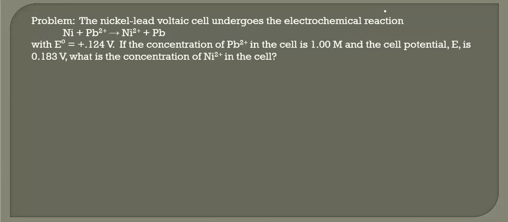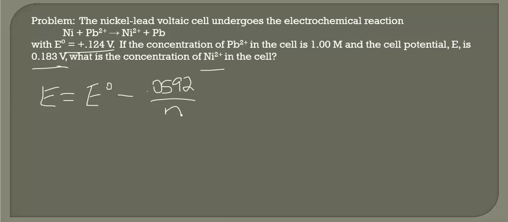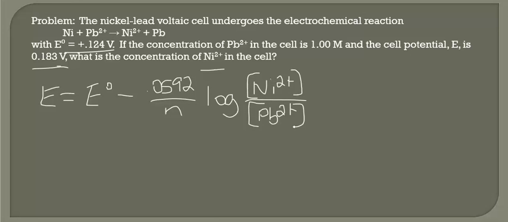The nickel-lead voltaic cell undergoes this reaction. We're given the standard cell potential, we're given the cell potential, and we're asked to find the concentration of nickel. So again, the Nernst equation. Q is products divided by reactants. We're going to omit solids. So when we omit the solids, Q looks like this. Plug in our numbers. The cell potential is 0.183. The standard cell potential is 0.124.